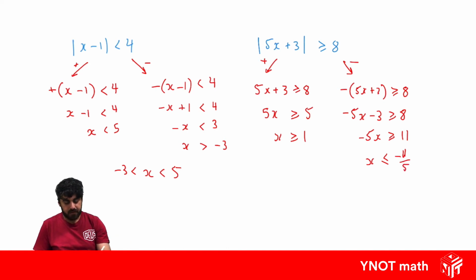And because these values are separated, not showing in between, we need to write them as two separate inequalities. So we can say that x is less than or equal to minus 11 over 5, and x is greater than or equal to 1.